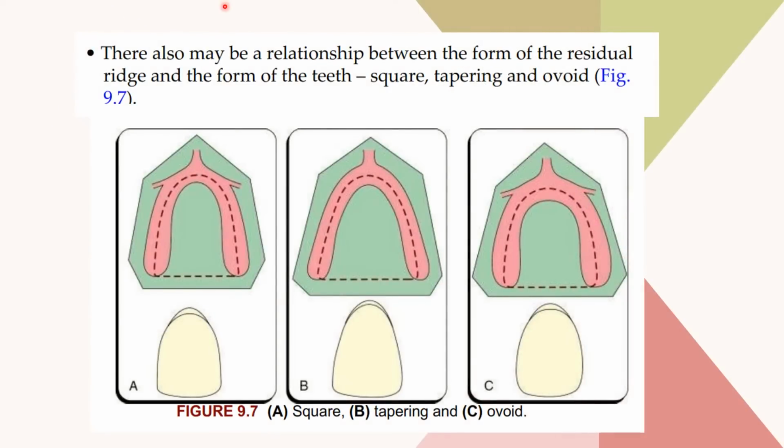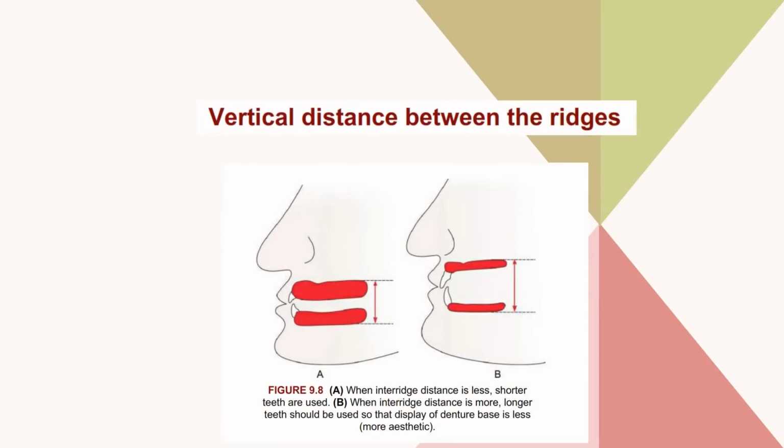And there may also be a relationship between the form of the teeth and the form of the residual ridge also. That is a square arch form, then tapering, then the ovoid. So there is also this type of relationship. Coming to the vertical distance between the ridges, this determines the length of the teeth.